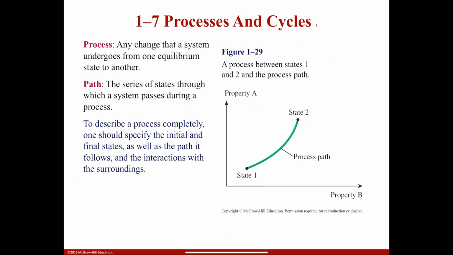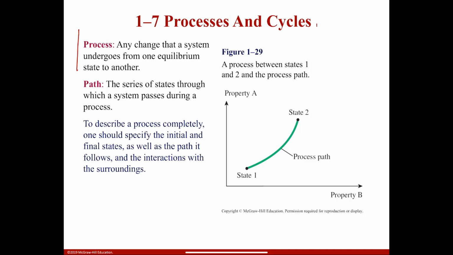And then we call process and path. A process is any change that a system undergoes from one equilibrium state to another. A path is the series of states through which a system passes during the process. To describe a process completely, one should specify the initial and final states as well as the path it follows and interactions with the surroundings. This is a lot of definitions, so let's just read it again. A process: any change that a system undergoes from one equilibrium state to another.